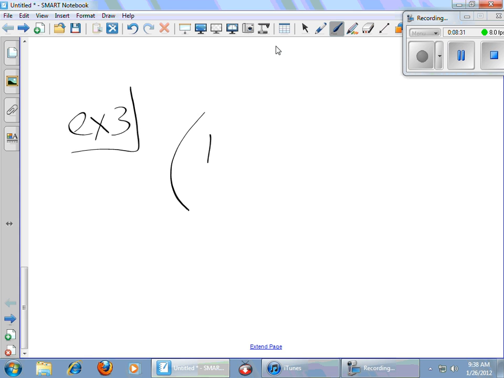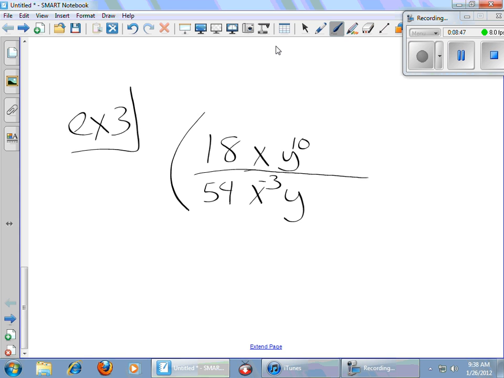Let's see here. Let's go with 18 over 54. And x to the negative 3rd, y to the 10th, z to the 12th, z to the negative 5th, z to the 8th, to the negative 1st. Okay, go ahead and pause. And when you're ready, you can see my solution.